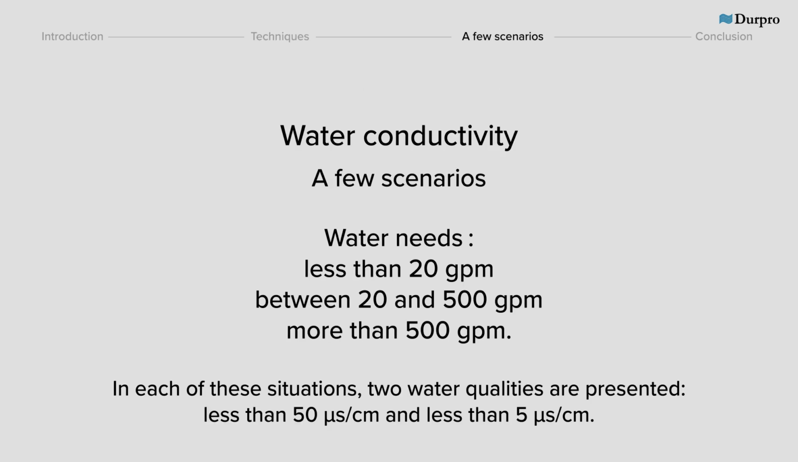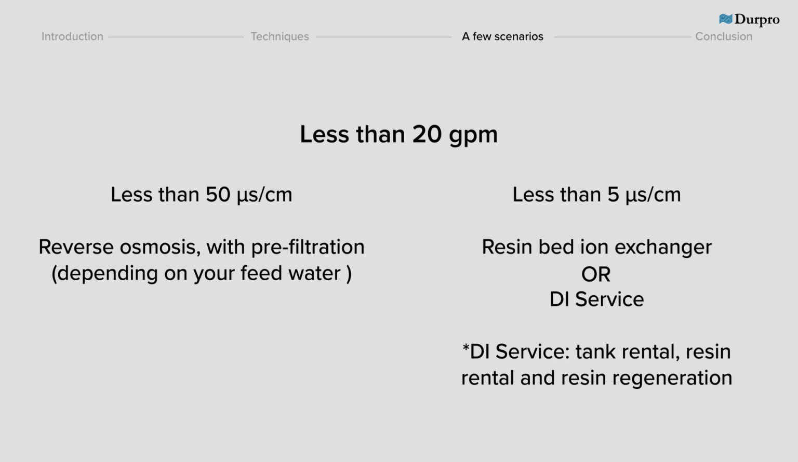In order to help you identify an optimal solution for your needs, we will present three situations. In the first situation, the water needs will be less than 20 GPM. The second will be for needs between 20 and 500 GPM, and the third will be for needs over 500 GPM. In each of these situations, two water qualities are presented: less than 50 microsiemens per centimeter and less than 5 microsiemens per centimeter.